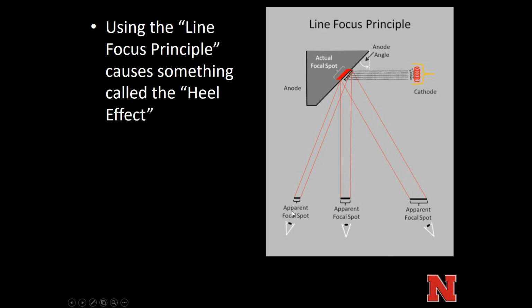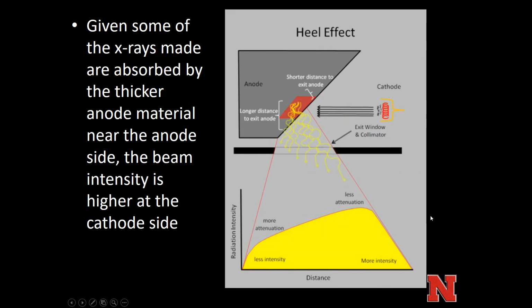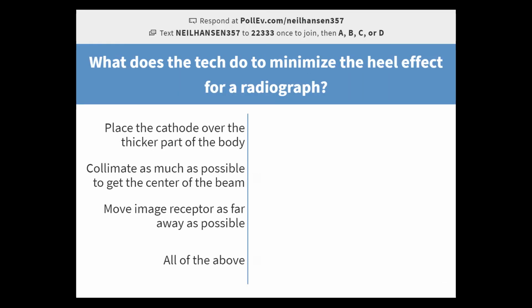You're going to have a smaller apparent focal spot with better resolution over here, a larger apparent focal spot with less resolution over here. Given some of the x-rays made are absorbed by thicker anode material near the anode side, that beam intensity is again higher at the cathode side, which is what I just kind of said. Larger focal spot, more intense beam, smaller focal spot, less intense beam here towards the anode side. That's all just because within this anode material, some of those x-rays are being attenuated and absorbed.